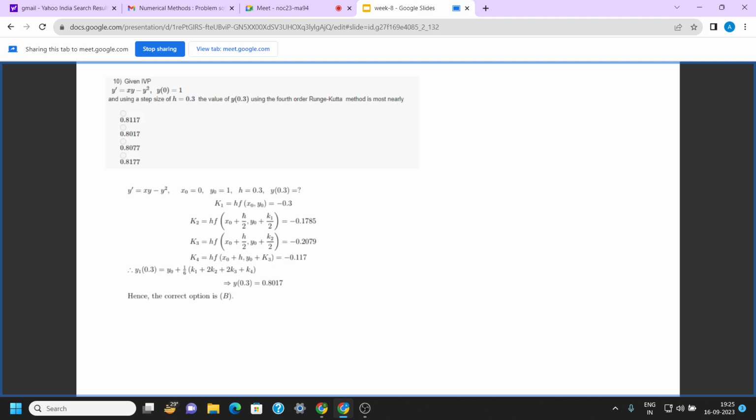Now once you have got K1, K2, K3 and K4, substitute all those values in the fourth order Runge-Kutta method. That is y1 at 0.3 is given by y0 plus 1 by 6 times k1 plus 2 k2 plus 2 k3 plus k4. So substituting the values of k1, k2, k3 and k4, and y0 is 1, you will get y of 0.3 as 0.8017. So the correct option is B.